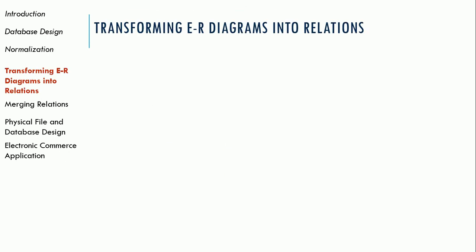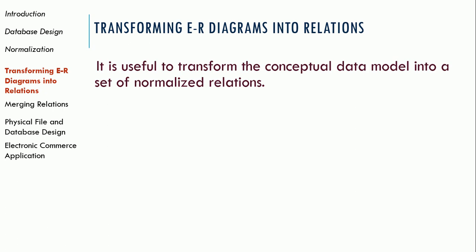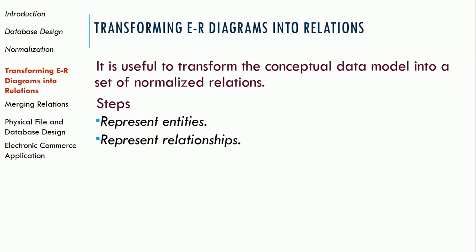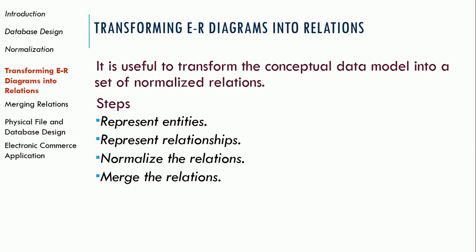I kind of jumped the gun here a little bit, but when we talk about transforming our ER diagrams into relationships, it's useful to transform the conceptual data model into a set of normalized relations. So we represent entities, then we represent their relationships, then we normalize those relations, and then we merge those relations, which is really what I just described. We take that ER diagram and try to figure out the relationships based on our understanding of the business rules. Then we normalize those relations, and then we merge those relations.